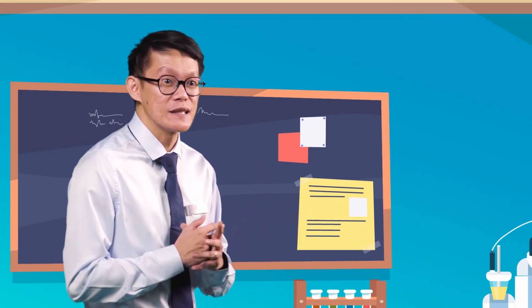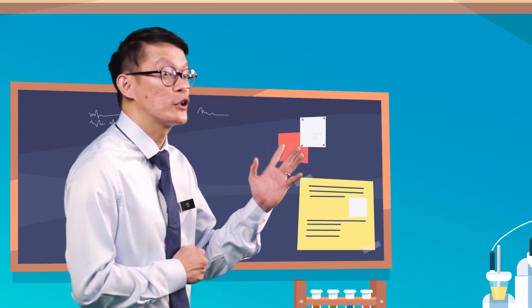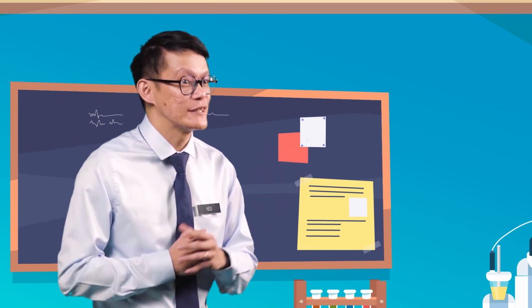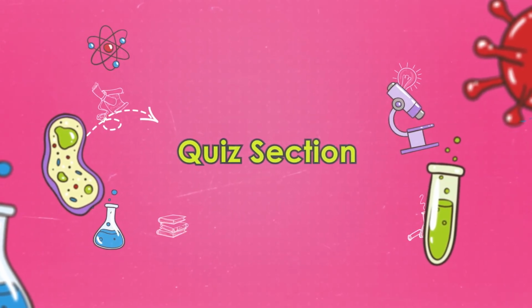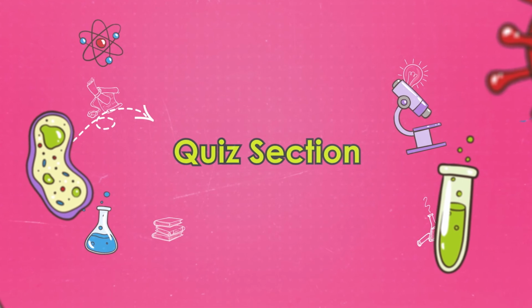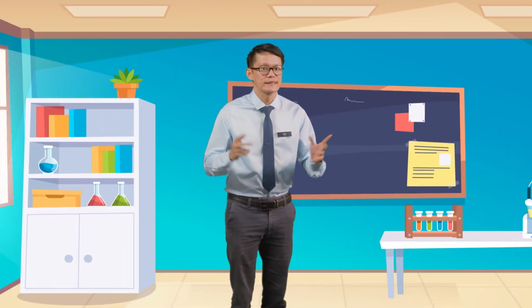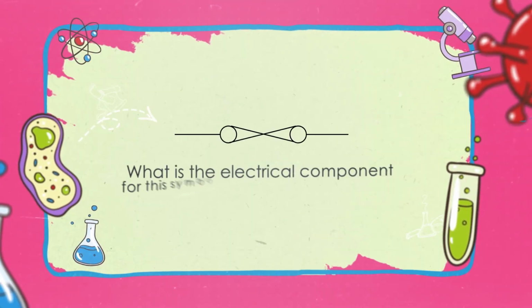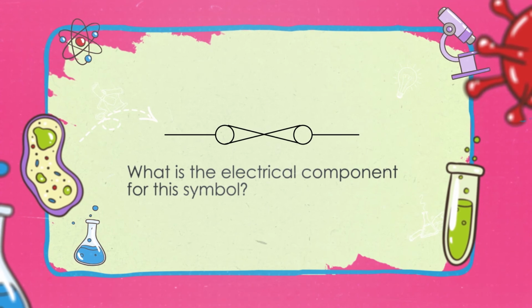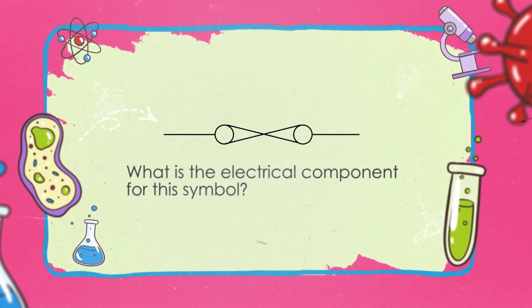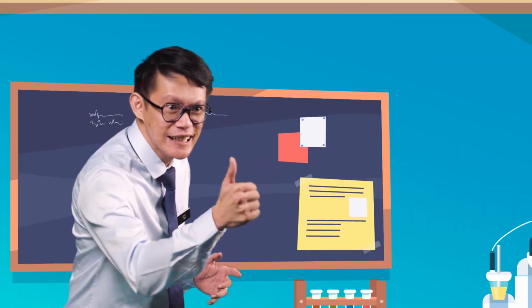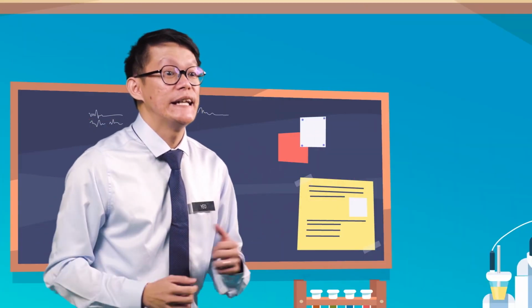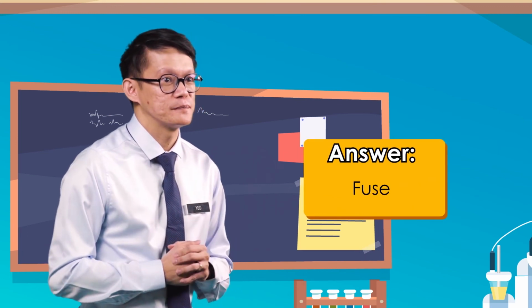Pupils, it looks like we have come to the quiz section of our lesson today. Are you ready for the first question? First question. Boys and girls, what is the electrical component for this symbol? Excellent! You are correct. It is a fuse.